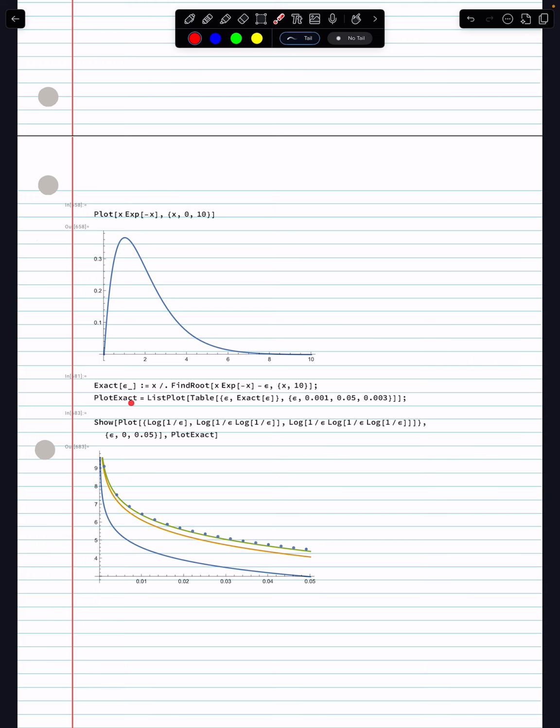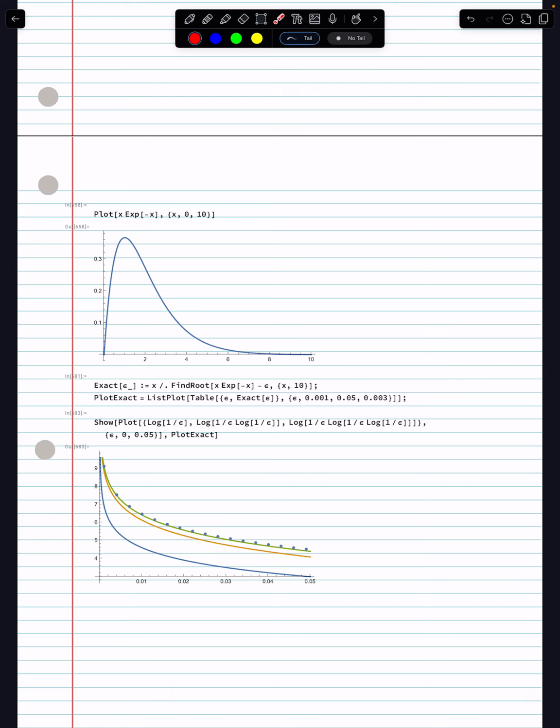And I can then plot the exact solution as a list plot. So I'm going to build a table mapping the values of epsilon and the exact root for different values of epsilon, ranging from 10 to the minus 3 to 0.05. And these solutions are represented as dots. These are the blue dots you have in this plot. All right, so that's the exact solution.